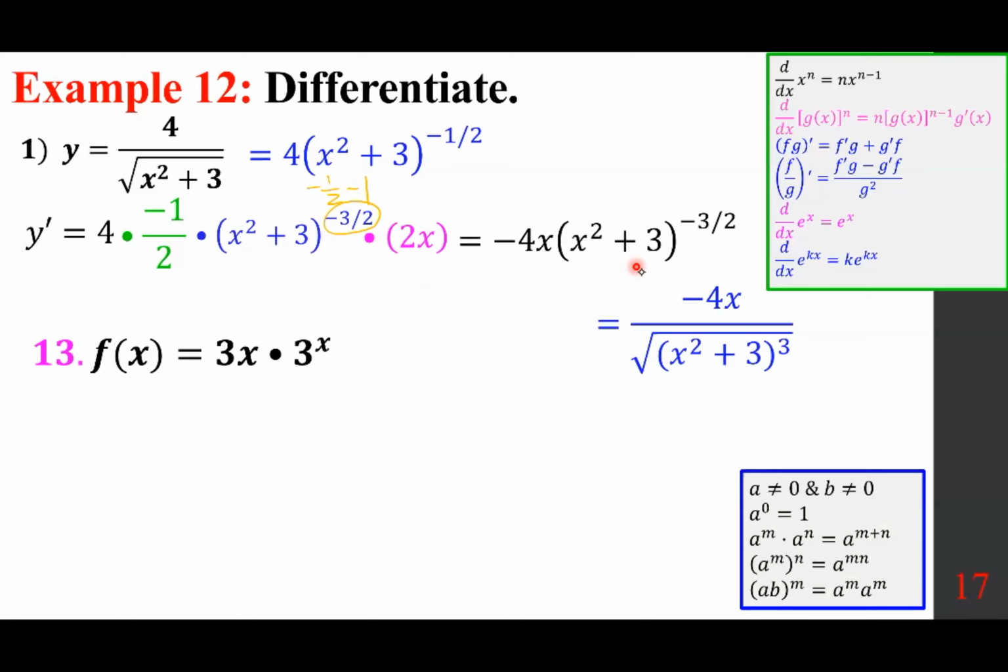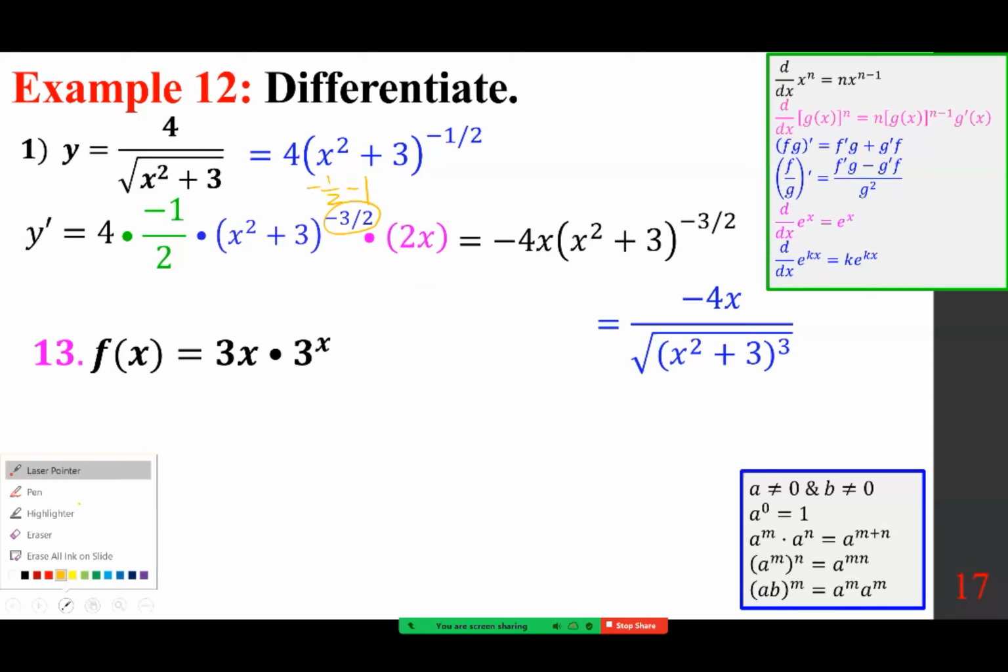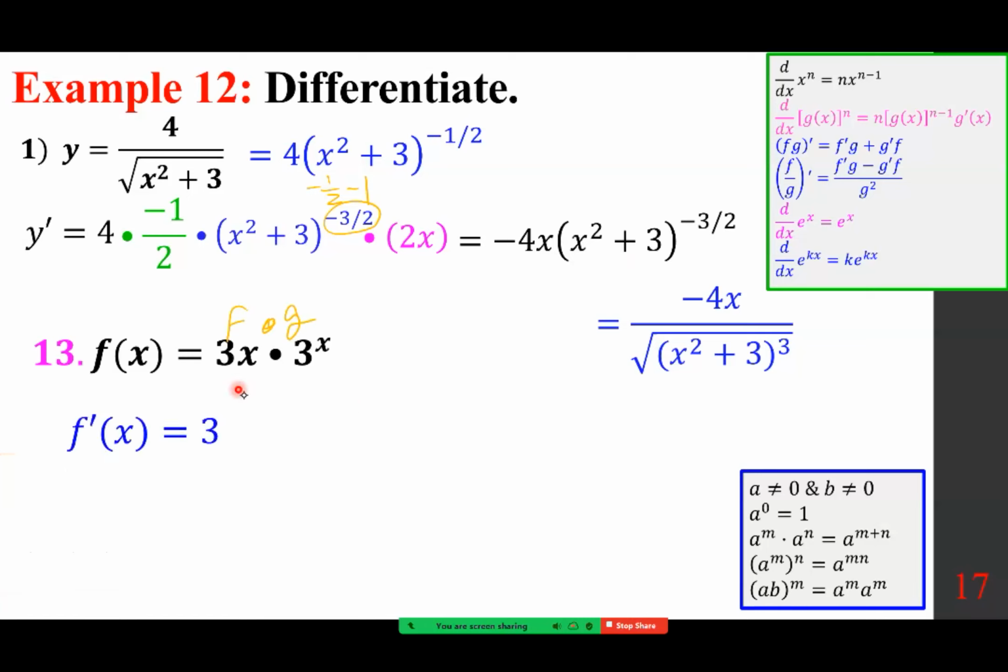We are going to use the product rule. So I'm going to call this f times g. So we need f prime g plus g prime f. So the derivative of the first piece is 3 times the second piece, 3 to the power of x, plus the derivative of the second piece is itself because it's an exponential function. The base is e, no, so times ln 3, and then by the product rule times 3x. And this is the end of the story.